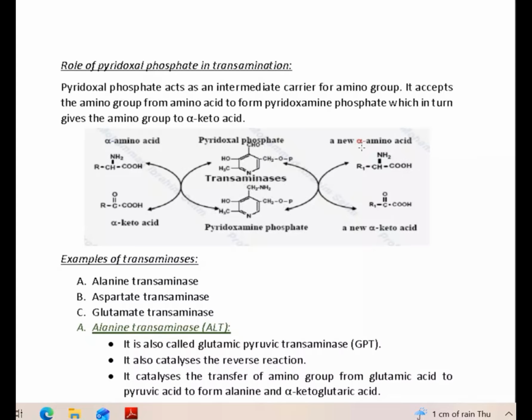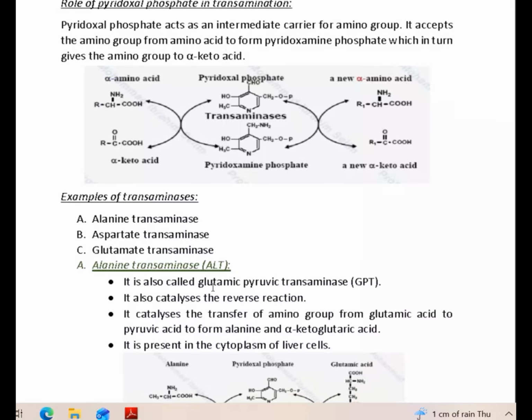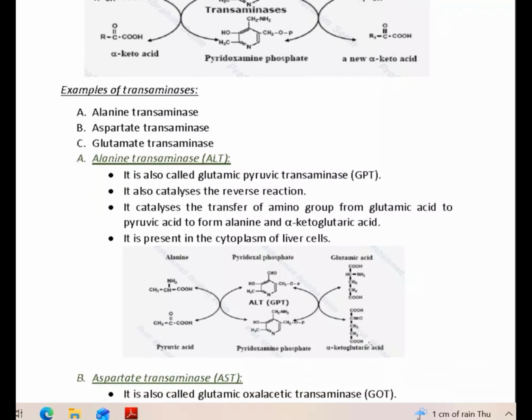For example, if you see alanine transaminase, aspartate transaminase, glutamate transaminase, all these enzymes can help in transamination. Now, alanine transaminase is very important. It is also called GPT, that means glutamic pyruvic transaminase, and it also catalyzes the reverse reaction, the transfer of amino group from glutamic acid to pyruvic acid to form alanine and alpha ketoglutarate. It is present in the cytoplasm of the liver. So this is the figure which we are explaining here: pyruvic acid forming alanine, and this is alpha ketoglutarate and glutamic acid.